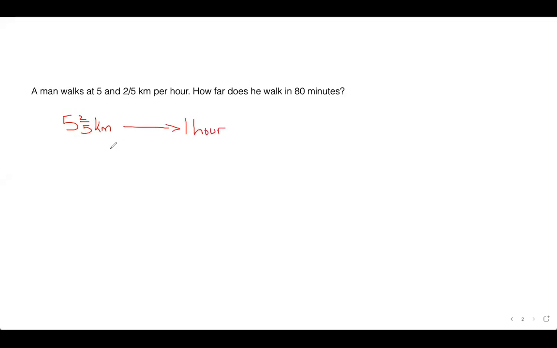If you convert 5 and 2 out of 5 from mixed fraction to improper, you are going to get 27 out of 5 kilometers in 1 hour, which is 60 minutes. Or you can say this is equivalent to 60 minutes. So, if this man is moving 27 out of 5 kilometers in 60 minutes, how many kilometers will he move in 80 minutes? So, you can easily find what that man moves in 1 minute. And how do you do that? Maybe I should hear from them.